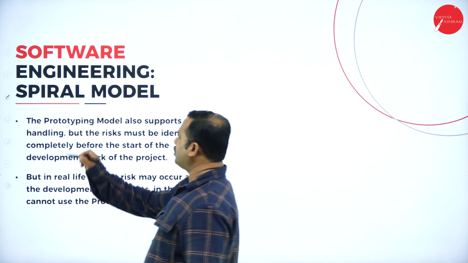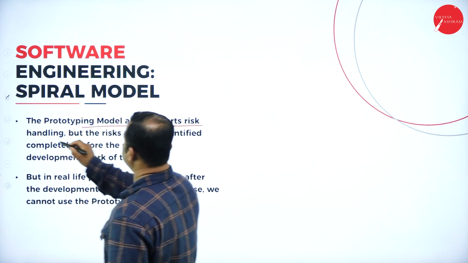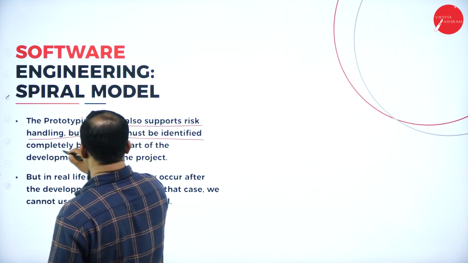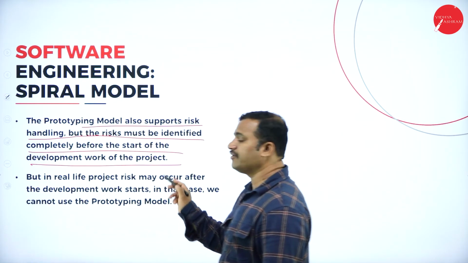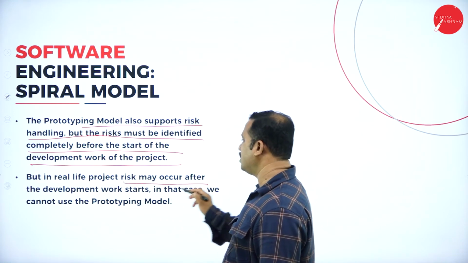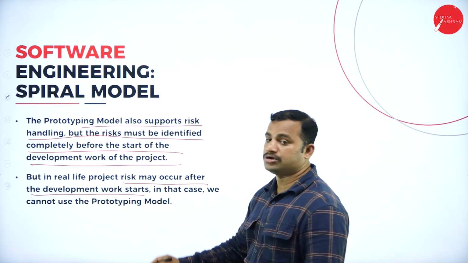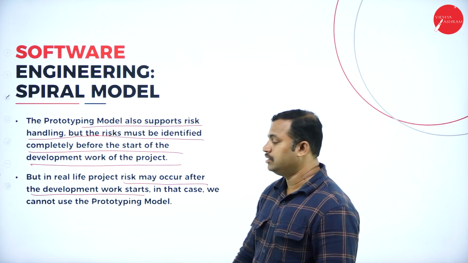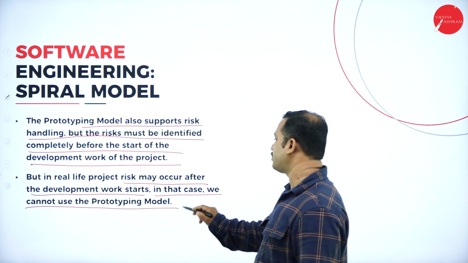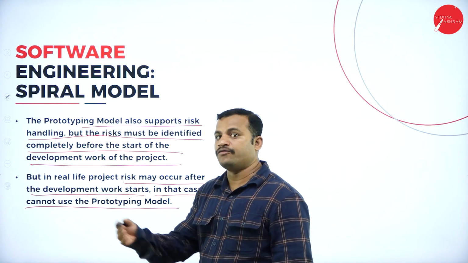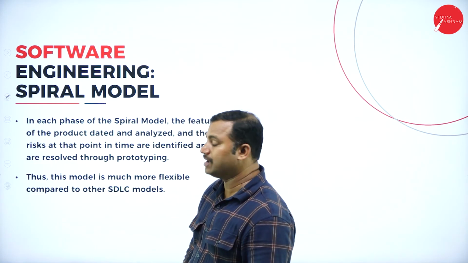So the prototype model also supports risk handling, but the risks must be identified completely before the start of the development work of the project. But in real life projects, risks may occur after the development work starts. So it has to be started with the prototype model. Without the prototype model, it is very difficult to move forward with the spiral model.